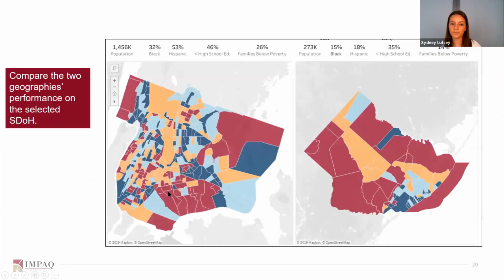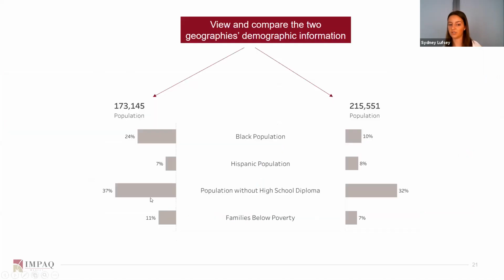You'll then scroll down and be able to compare the maps as previously stated and get a better understanding. And if you scroll down further, you can get a better depiction of the demographic information between the two communities. Thank you, Sydney.